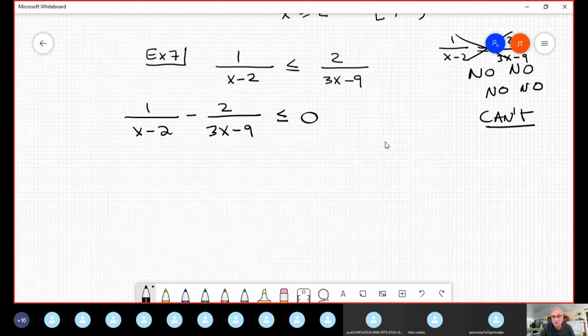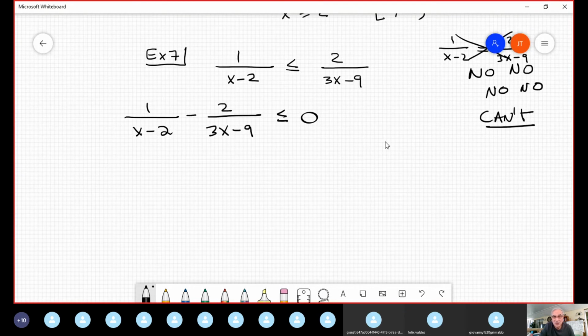No. Why no? Because, you know, in an inequality, when you multiply by a negative number, the inequality sign is reversed. When you multiply by a positive, it stays the same. But I am looking for the interval that satisfies this inequality. I don't know if it's positive or negative. So what sign do I put, the same or opposite? I have no idea.